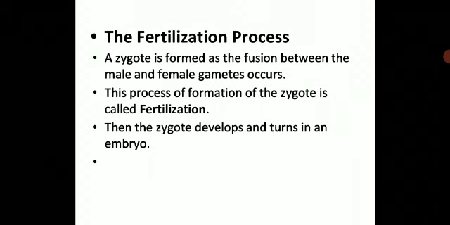Then the zygote develops and turns into an embryo. So an embryo is actually a baby seed. A zygote is formed, and the process is called fertilization, and this zygote will develop into an embryo. Please take down all these points in your notebook. This is the fertilization process, which is extremely important.